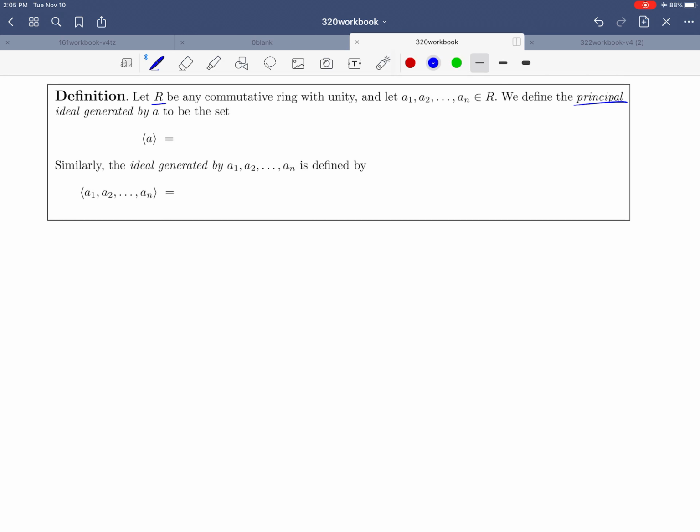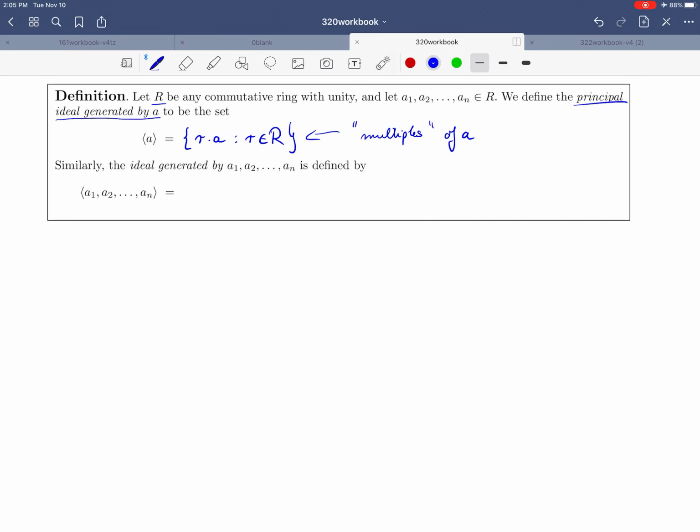Then the principal ideal generated by this element A is defined to be the set of all ring multiples of A. So all elements R times A, where R is any element in the ring, not the real, sorry. Just our ring elements. So you can think about this as multiples of A, but by ring elements.